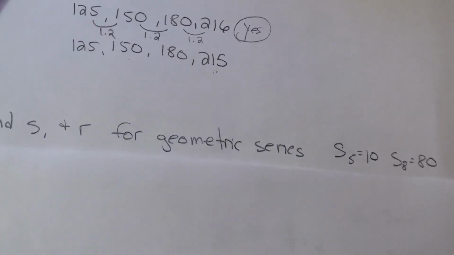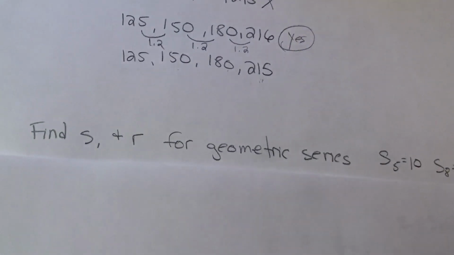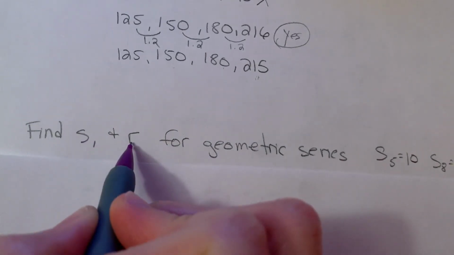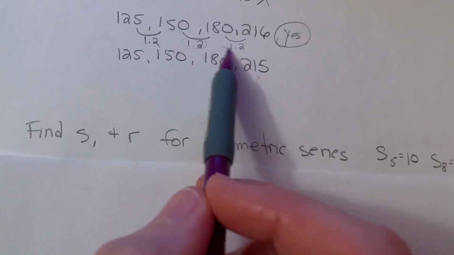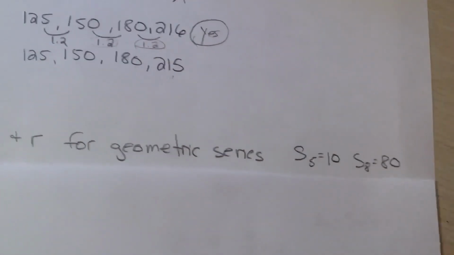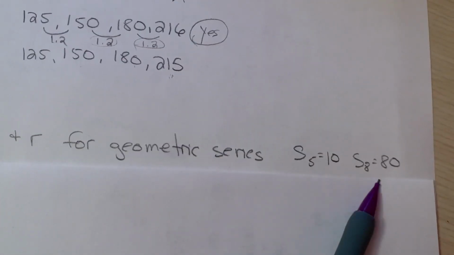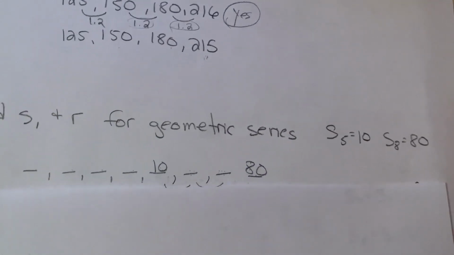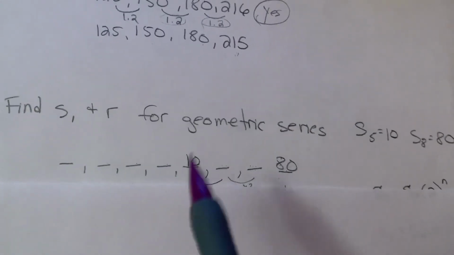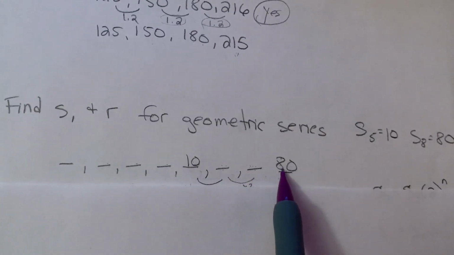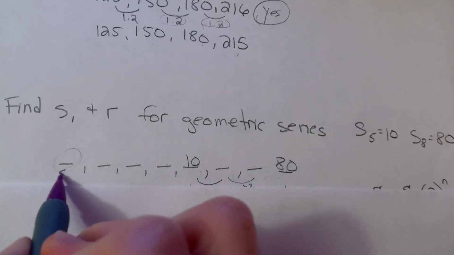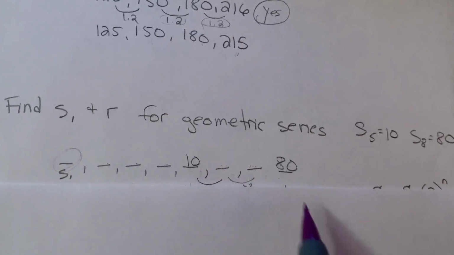Okay, last type of problem is when they ask you to find S sub 1, that's the first term, and R. So remember, R is what you're multiplying by every time. And then they tell you S sub 5 is 10, S sub 8 is 80. So here's what you want to think. You have a list of numbers. You know the 5th and you know the 8th. They're asking you to find S sub 1, and they're asking you to find the R, what you're multiplying by every time.